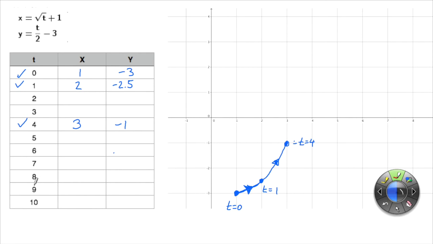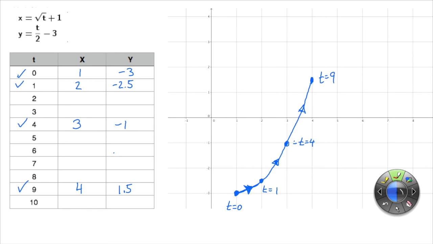All right, down here to 9, the next nice square root. The square root of 9 is 3. 3 plus 1 is 4. 9 over 2 is 9 halves, which is 4.5, minus 3 leaves us with 1.5. So at 4, we're up to 1.5. And again, this path is continuing in this direction, and the orientation is that way. And this is t equals 9.